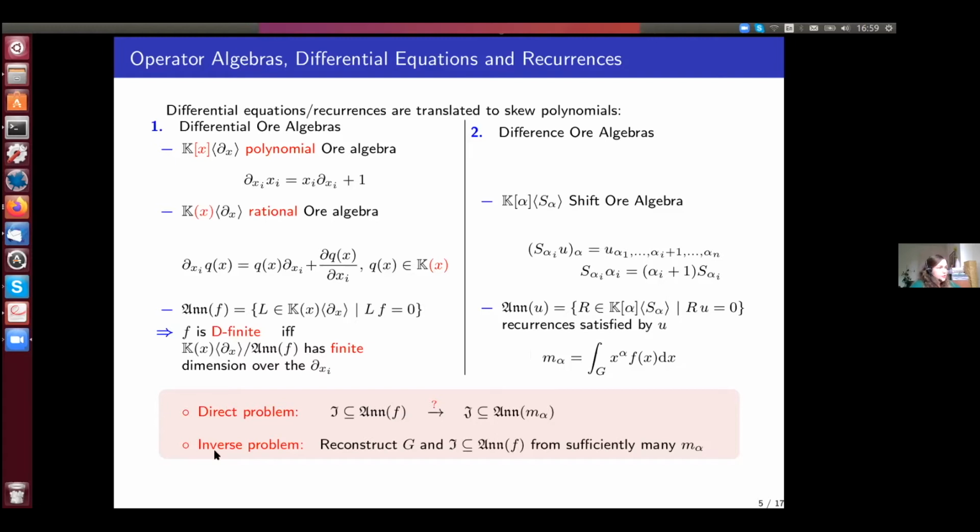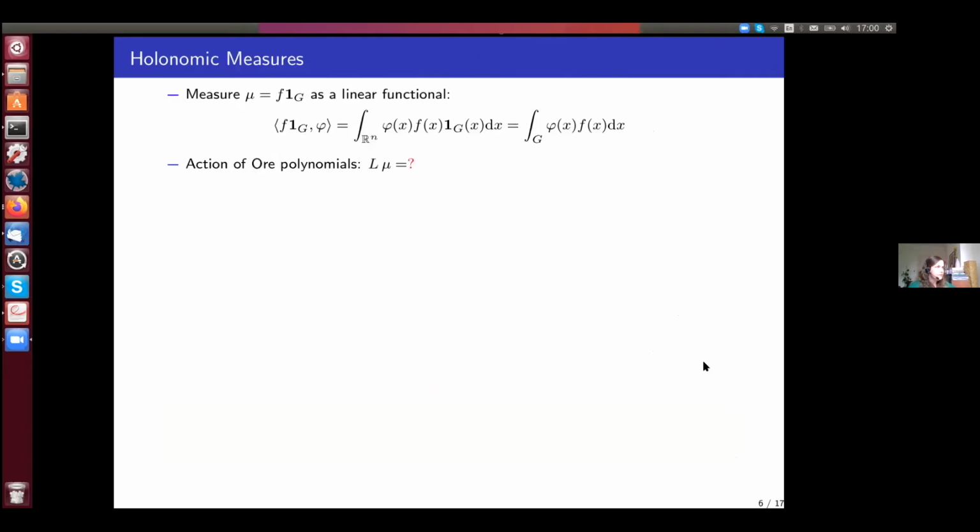In the inverse problem, we would like to reconstruct a polynomial that annihilates, that cancels on the boundary of the support G, and also a left ideal for the annihilator of f when we are given sufficiently many moments m alpha. So this would be the problem framed in the differential algebra framework. So how can we work with this? Well, first we have to actually study the action of these algebra operators on measures.